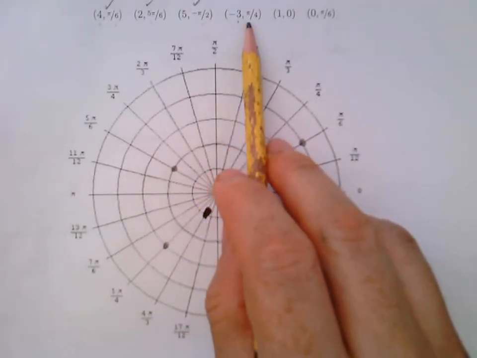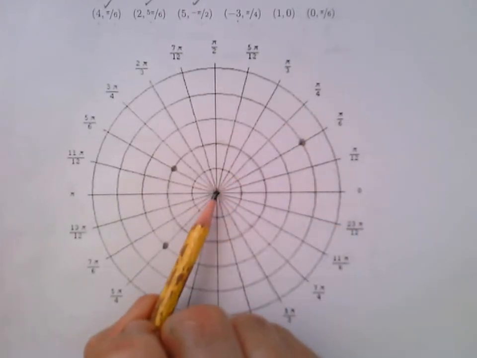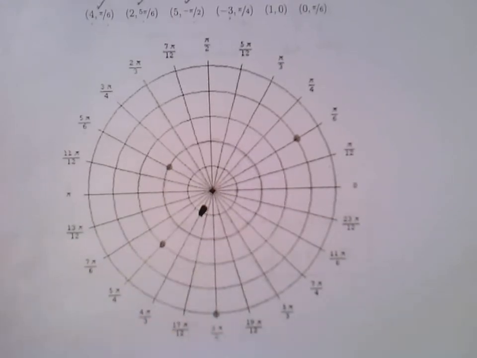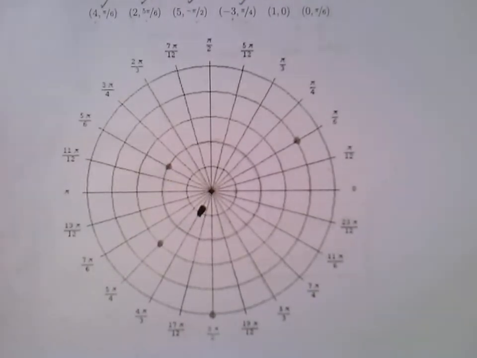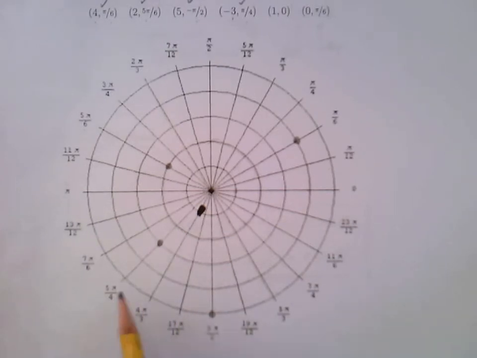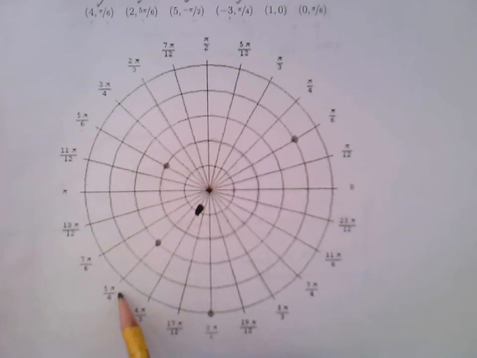So that is negative 3 pi over 4, where we're facing pi over 4, but then we end up taking 3 steps back. And we end up right there. And at this point you realize, hey, isn't that the same point as 5 pi over 4 with positive 3 radius? And yes, you could describe this location as (3, 5 pi over 4). Positive 3, positive 5 pi over 4.